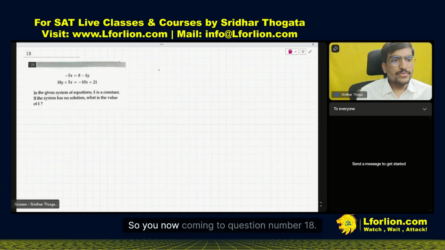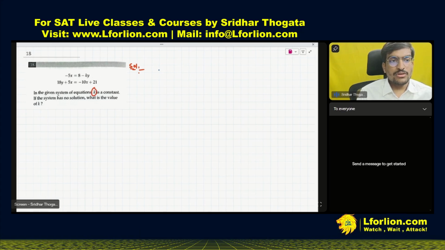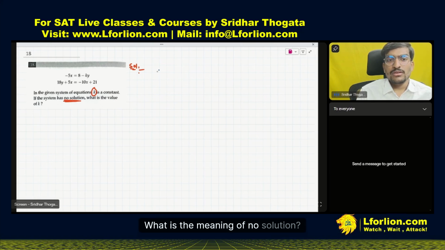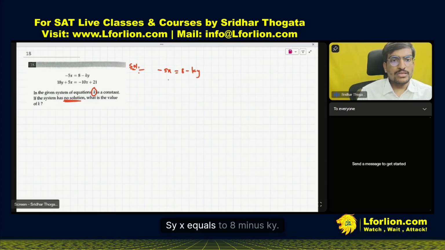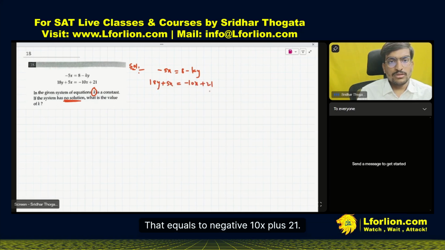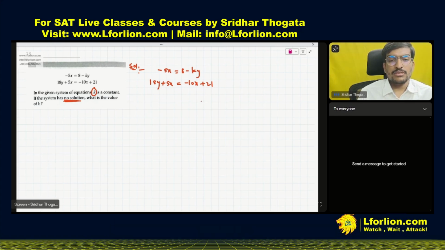Now coming to question number 18. They given these two equations. In the given system of equations, k is a constant. If the system has no solution, what is the value of k? What is the meaning of the no solution condition? We just have to make everything similar except the constants.